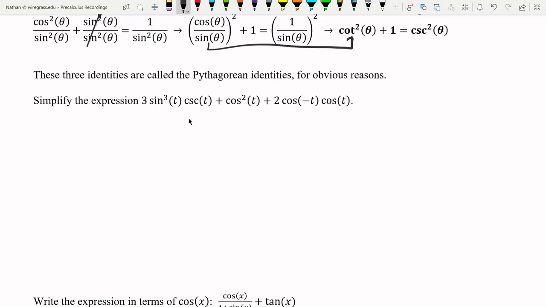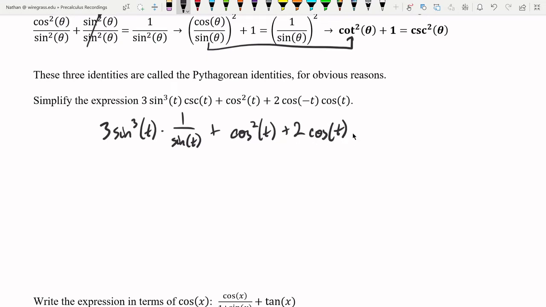In this first one, I'm going to change cosecant to the reciprocal. Cosecant is 1 over sine, so I'm going to write it as 3 times sine cubed t times 1 over sine of t, plus cosine squared t. On this one, I don't like the fact that this has a negative t in it. I'm going to remove it using the fact that cosine is an even function, which means cosine of negative t is the same thing as cosine of t. I can just remove it.